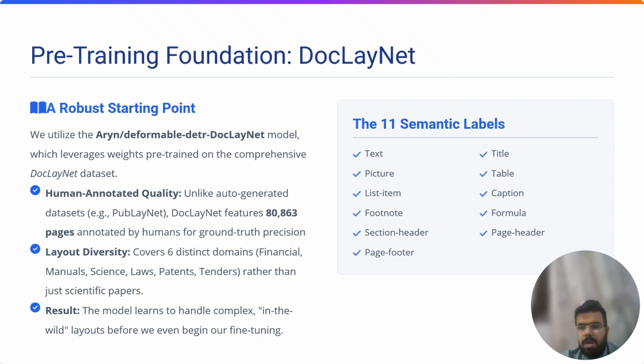These are the 11 labels highlighted, which are used in DocLayNet labeling, and they are also compatible with our custom dataset.